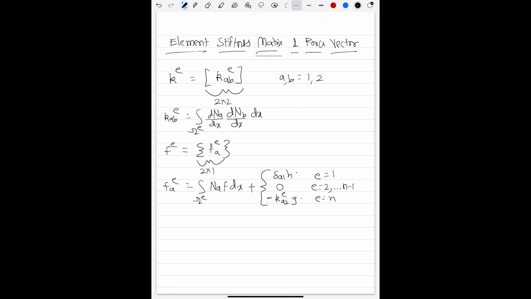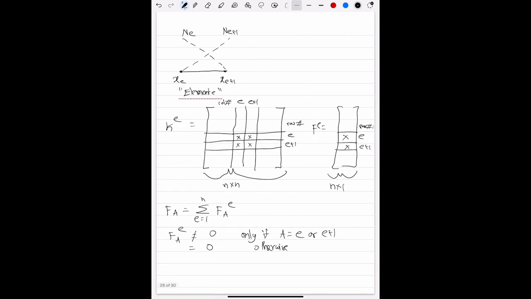So one thing I would like to clarify is that small k^e refers to this 2 by 2 element stiffness matrix, whereas capital K^e is the global version of the stiffness matrix, which is the contribution of element E to the global stiffness matrix.